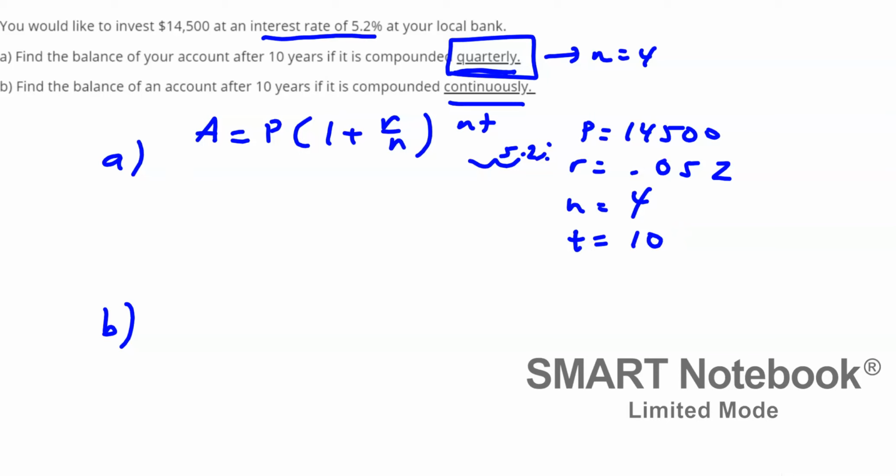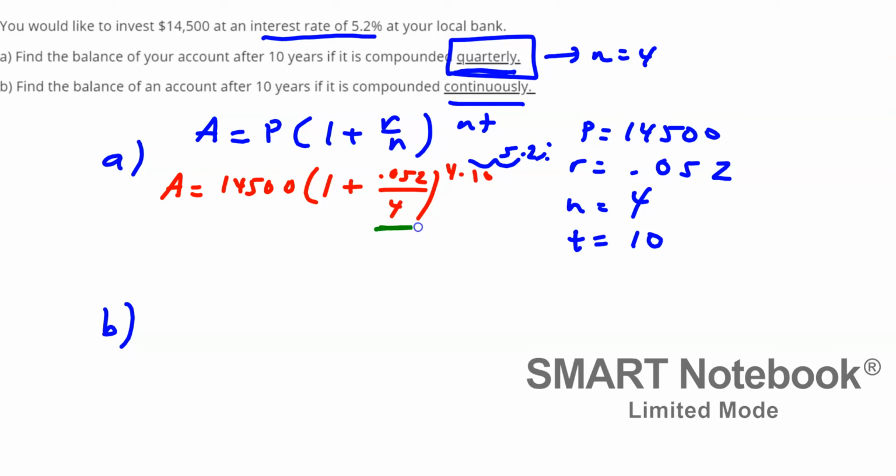So if you plug all this information into your formula, we'd have 14,500 times (1 plus 0.052 divided by 4) to the 4 times 10 power, or to the 40th power. Unfortunately, I don't have a TI calculator on this computer where I'm making the video, so let me explain what I would do if I was plugging this into my calculator. I would follow the order of operations.